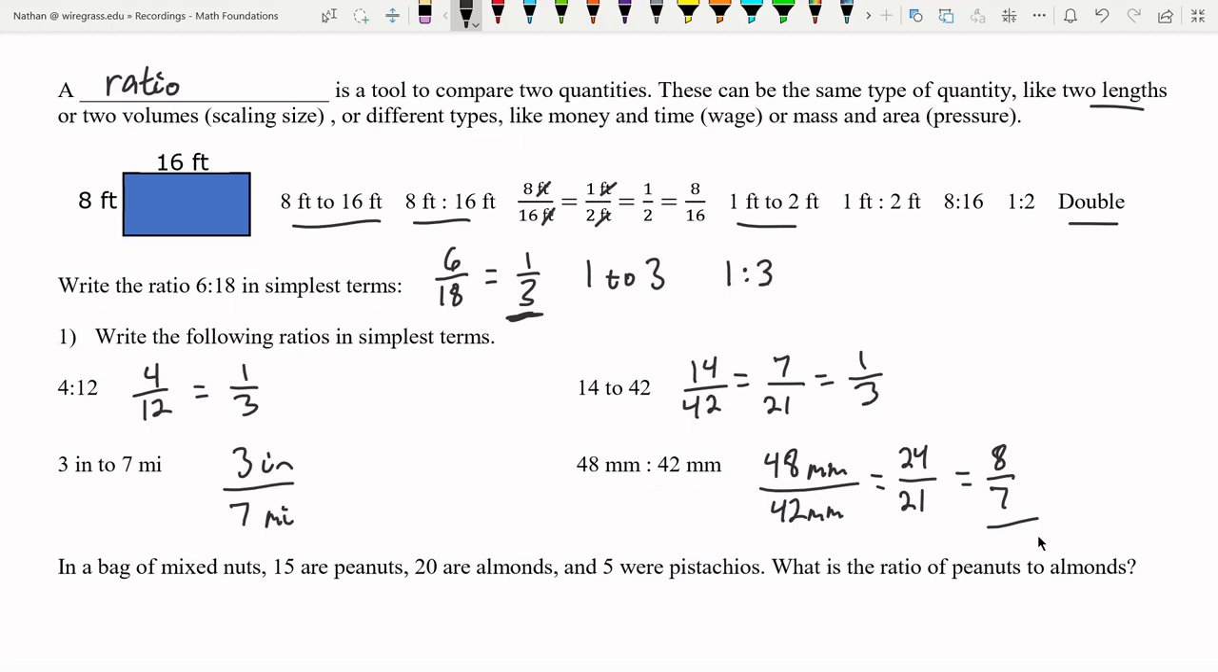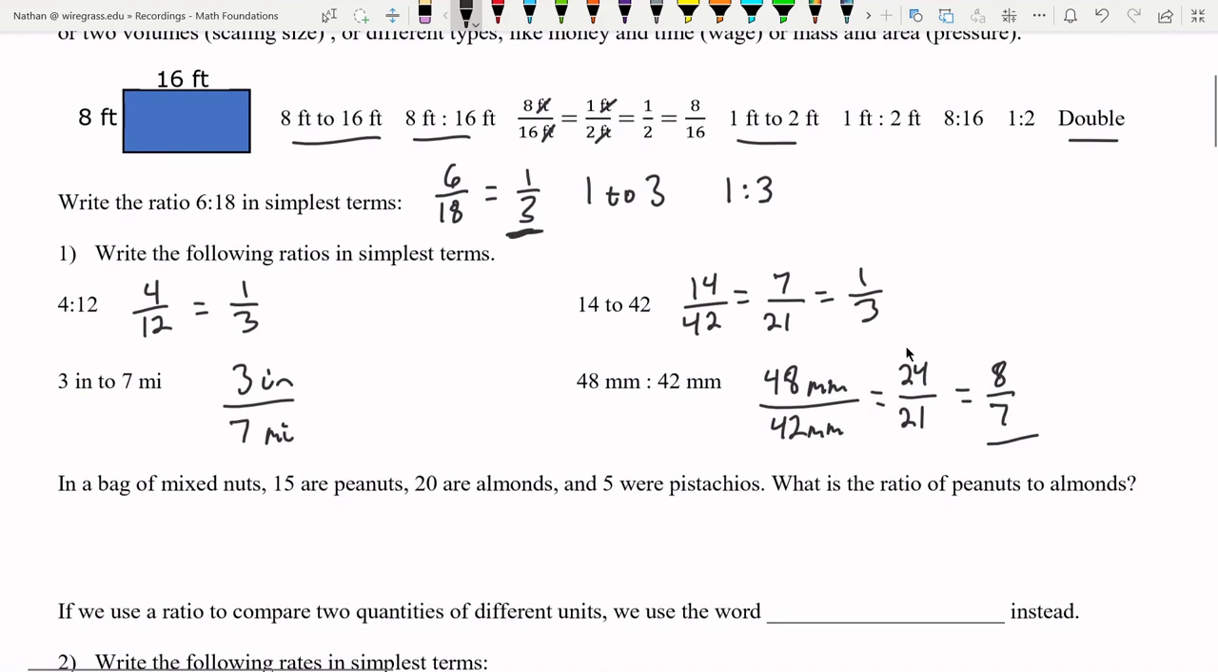Okay, in a bag of mixed nuts, we have 15 that are peanuts, 20 are almonds, and 5 were pistachios. What is the ratio of peanuts to almonds? So we have 15 peanuts to 20 almonds. We can write it as 15P over 20A. This is the same thing as dividing top and bottom by 5: 3P over 4A. 3 peanuts to 4 almonds. You can also write it as just 3 to 4 as a ratio. It's saying a 3 to 4 ratio of peanuts to almonds.